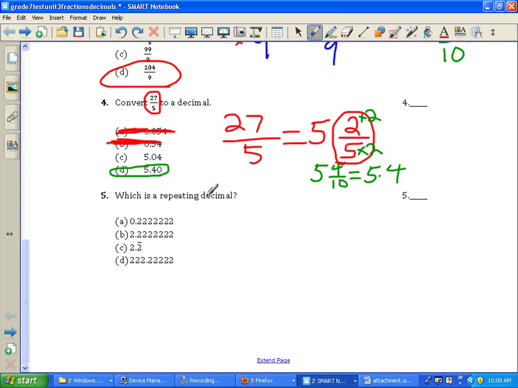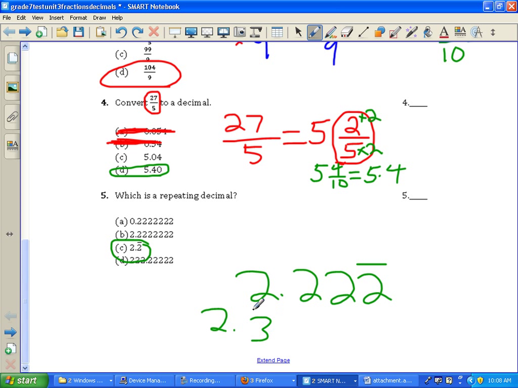Number 5, which is a repeating decimal? A repeating decimal is simply one that keeps going on and on and on. The only one that it can be here is C, because it has this symbol, a line up above it. So if I put a line right there, that means this 2 keeps repeating. If I put 2.3 and put a line there, that means it's going to be 2.3 repeating. So I keep writing this forever and never stop. That's what it means to be repeating.